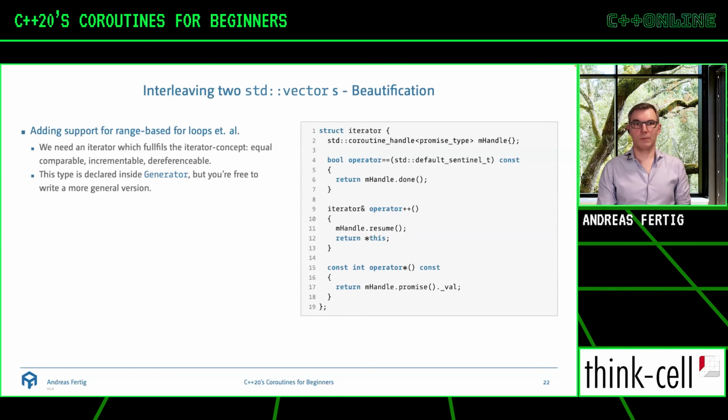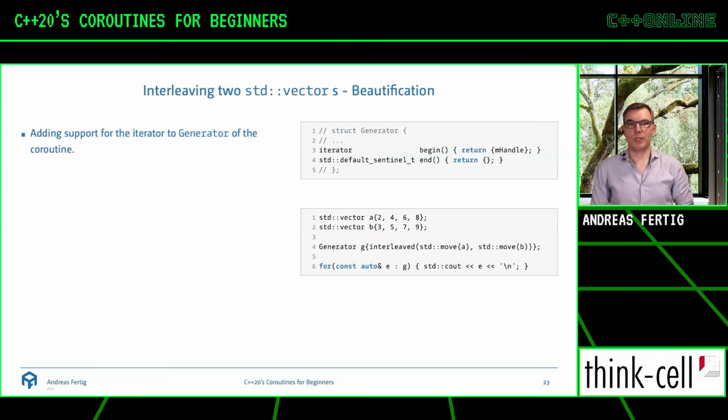And the last thing that's missing here is to say, okay, inside my class generator, I implement begin and end, the two member functions. Begin returns an iterator type, end returns a std sentinel t, and in begin I'm creating the iterator by passing the current coroutine's handle. This makes using the coroutine much nicer.